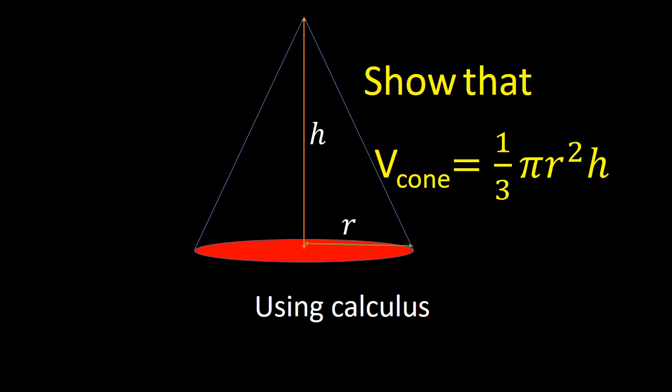In this video, friends, we shall be looking at how we can show that the volume of the cone we have here is the same as 1/3 pi r squared times the height. So friends, as you can see, we are going to be using calculus to show this.